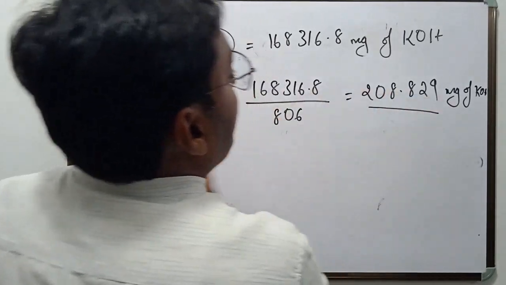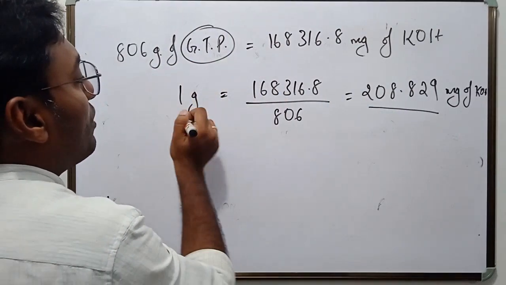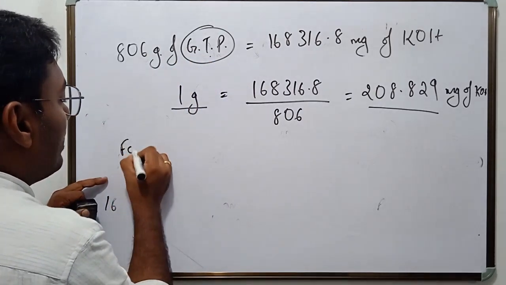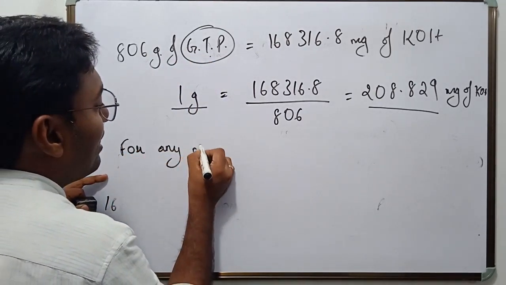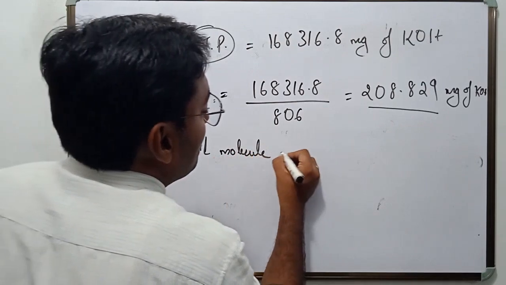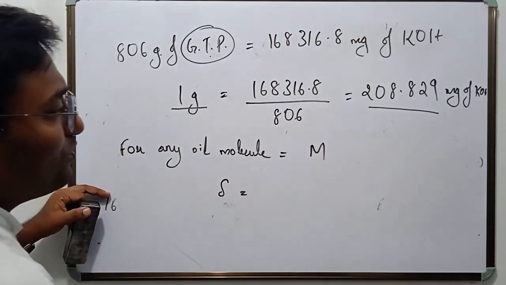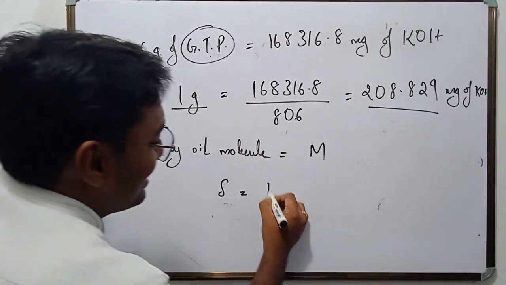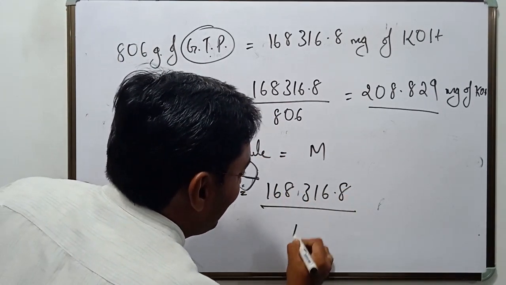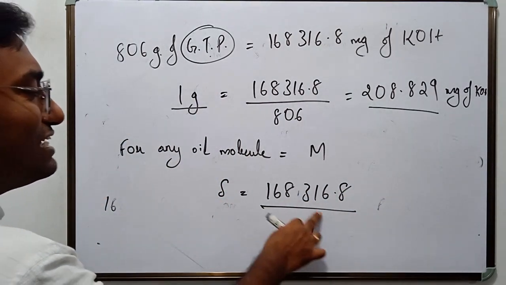So what does it mean? That 208.829 milligram of KOH is required to saponify or to convert 1 gram of GTP, glyceryl tripalmitate, into soap. So for any oil or triglyceride molecule, if its molecular weight is equal to m, then what will be the saponification value? It is 168,316.8 divided by m.